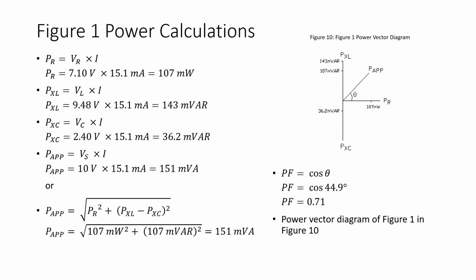Now, the power factor for the circuit of figure 1 can be calculated by finding the cosine of theta. The cosine of theta is the cosine of 44.9 degrees. So the circuit of figure 1 has a power factor of 0.71. And this would be termed a lagging power factor, since the source current lags the source voltage. And of course, the power vector diagram for the circuit of figure 1 is shown in figure 10.